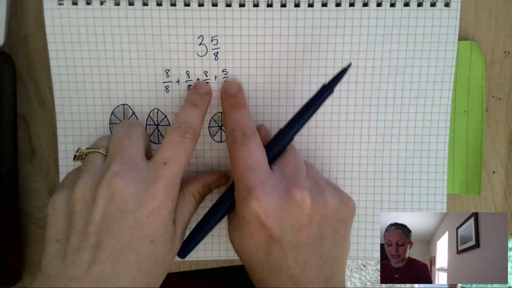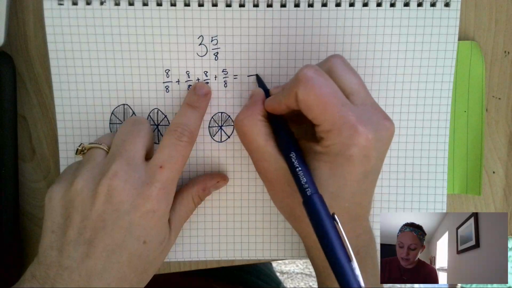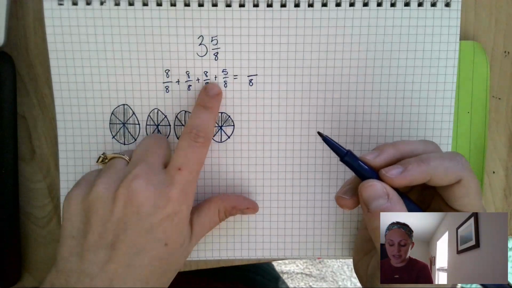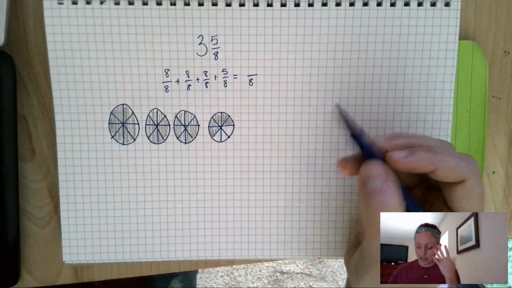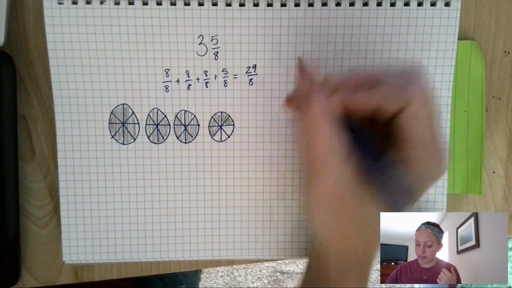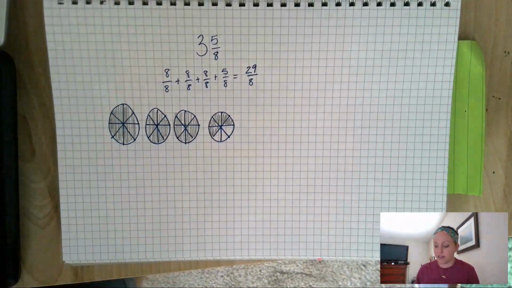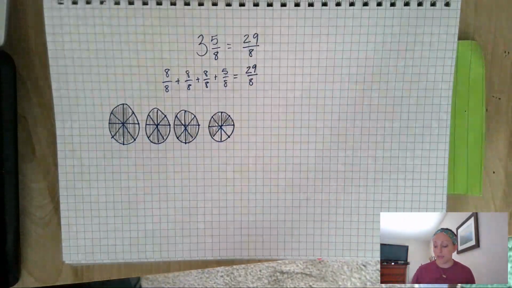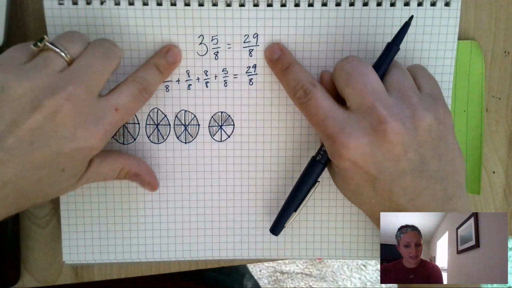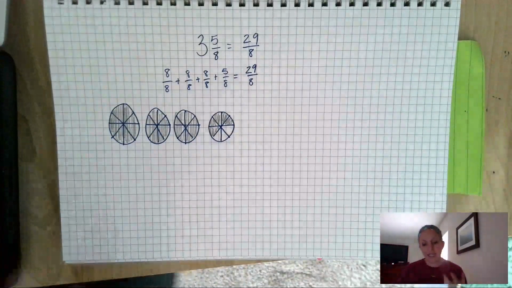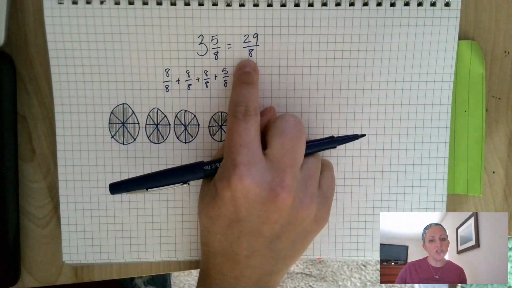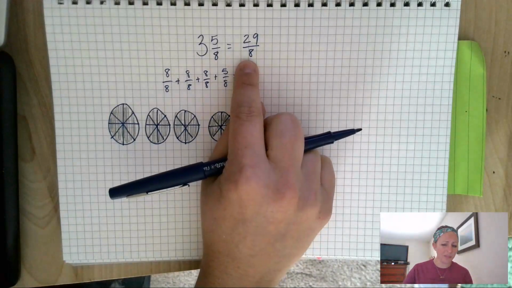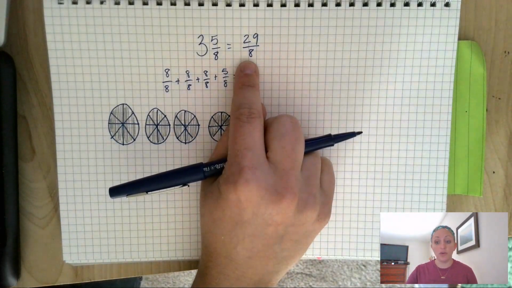8 plus 8 plus 8 plus 5, right? And then we would have the 8 on the bottom. So 8 plus 8 is 16. 16 plus 8 is 24. 25, 26, 27, 28, 29. So we would have 29/8. The 3 and 5/8 is equal to 29/8, okay? These two fractions represent the same amount, and sometimes it's easier to change a mixed number into its fraction greater than 1, or improper fraction, to work with it. But it's not always. I'm just showing you this just so that you know how to do it.